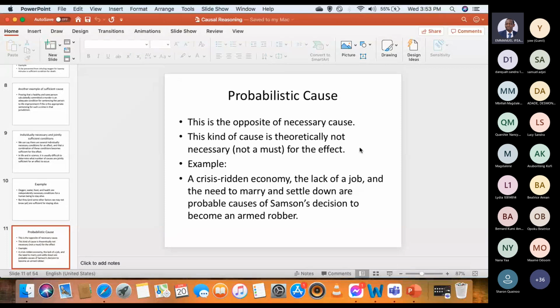In fact, many of us also grew up in a crisis-ridden economy. We didn't have a job. We needed to marry and settle down, but we did not have money. But many of us did not become armed robbers. So none of the causes is necessary. They are all probabilistic causes.